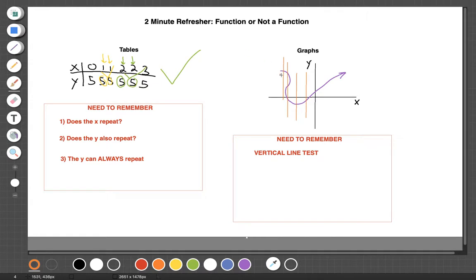Well, I do notice that it crossed right here 1, 2, 3 times, so it is not a function. Great job.